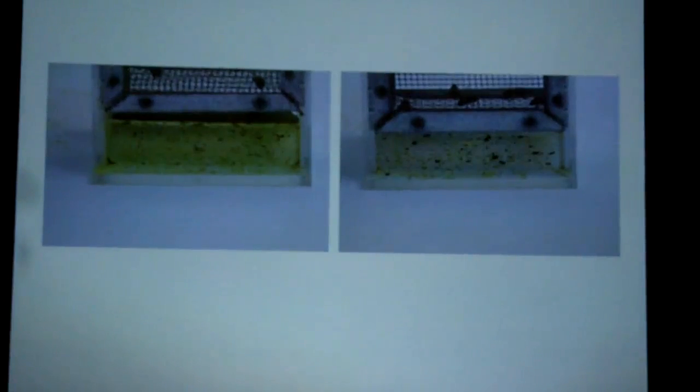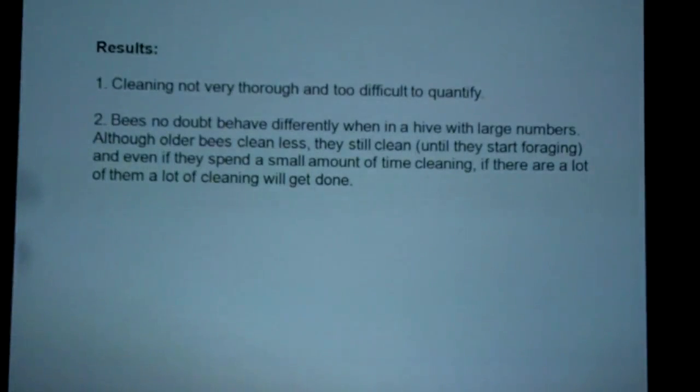So I'm afraid I was expecting to have something I could show you, and we could do the math, but I don't. So the conclusion is that cleaning is not very thorough, at least not when they're in bee cages, and it's difficult to quantify. And also the cleaning activity might be what we call an emergent behavior. That is something that comes out because the bees are in a beehive. So this is a behavior that you see then. And it's very difficult to transmit that to bee cages in a lab, where there are obviously a lot fewer bees, no queen, and that sort of thing. So we have to figure out a way to do it, probably with colonies, but we have to be able to quantify it very, very well.